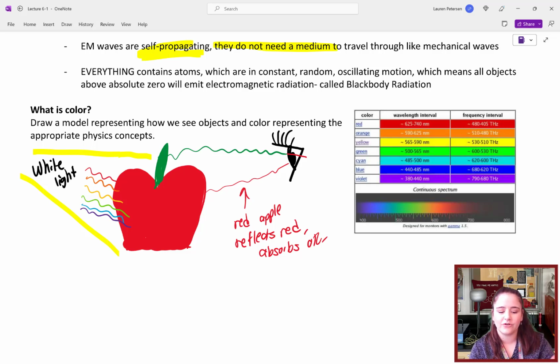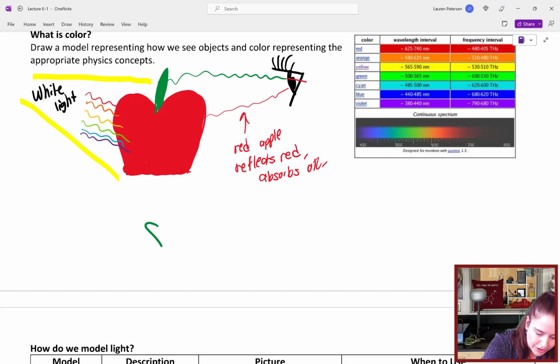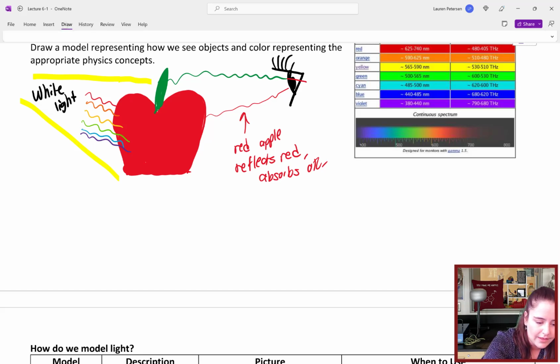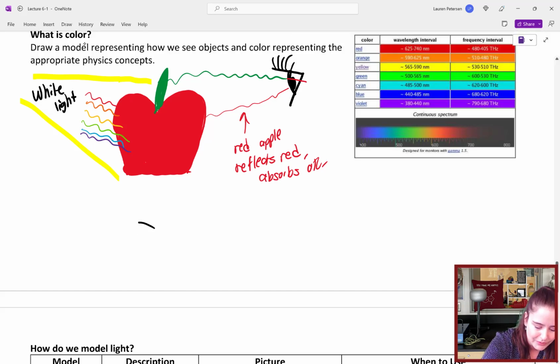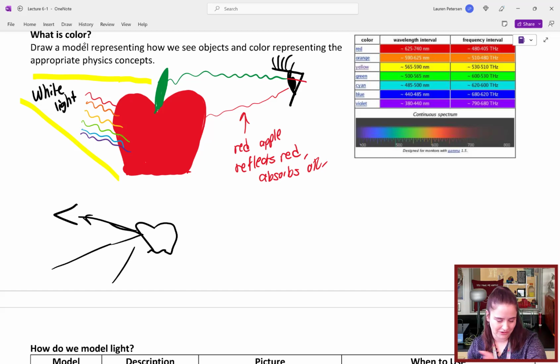And of course, it doesn't pass through like this. This is more like a reflection. A better model would have been to have the apple here and then the eye on the same side as the light so that you guys can see that reflection. It's not absorbing and traveling through it. It is being reflected off of it.